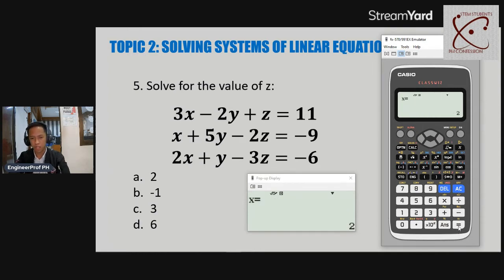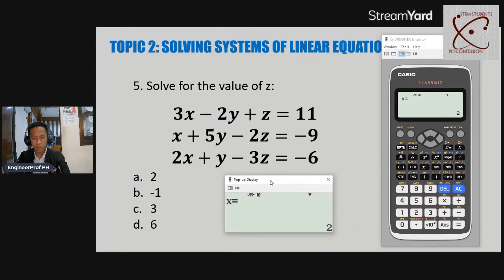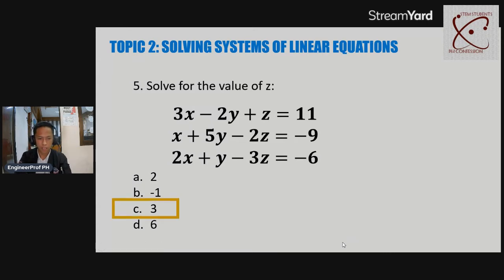Okay, equals button. Equals. Automatically, bibigyan ka ni Casio ng value for x, ng value for y. Okay, 2 for x and y, negative 1. And ang hinahanap natin, hindi si x and y, but si z. So, equals mo pa rin para mapakita si z. Okay, for the value of z, that is 3. Okay, for this problem, ang answer natin is letter C. That is 3.